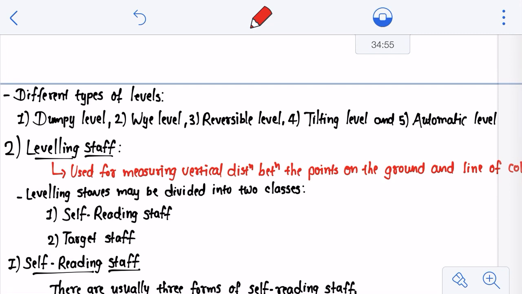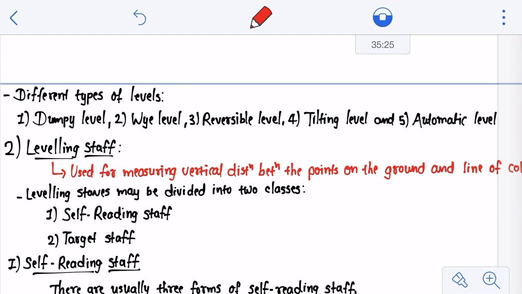Let's say if I talk about the tilting level. In the case of the dumpy level, the line of sight, as we have just seen, is perpendicular to the vertical axis. Once the instrument is level, the line of sight becomes horizontal and the vertical axis becomes truly vertical, provided the instrument is in adjustment. But in the case of the tilting level, the line of sight can be tilted slightly without tilting the vertical axis, and that's the advantageous thing over your dumpy level, right?